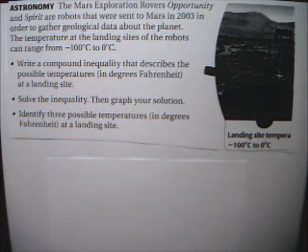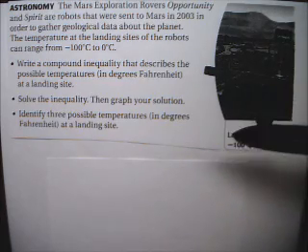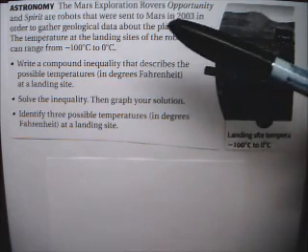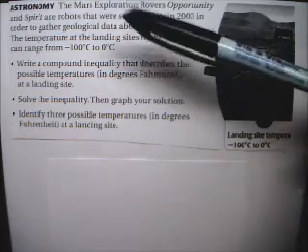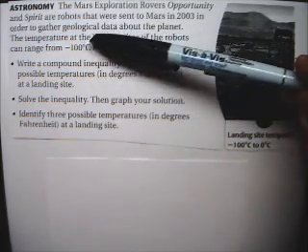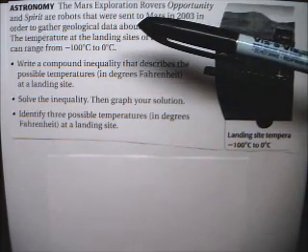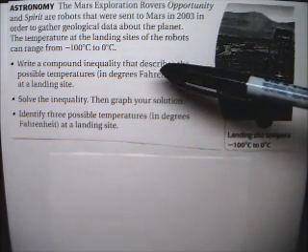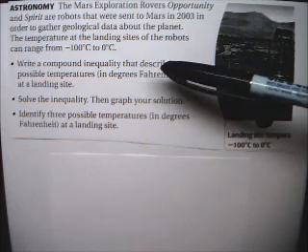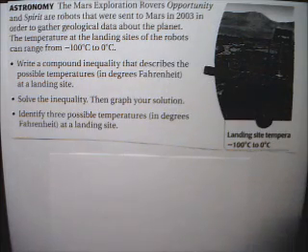Hello, this is Solving Inequalities, Compound Inequalities, Example 6. Example 6 is this story problem and talks about the planet Mars, and the temperature where these robots land can range from minus 100 degrees Celsius to 0 degrees Celsius. And they want us to write an inequality, but it has to be in degrees Fahrenheit at a landing site.